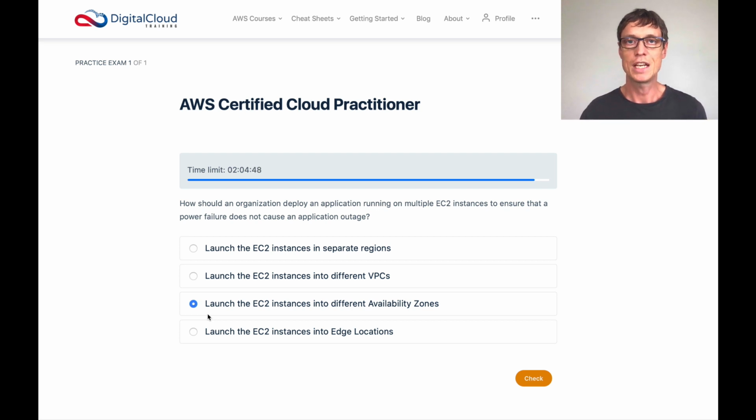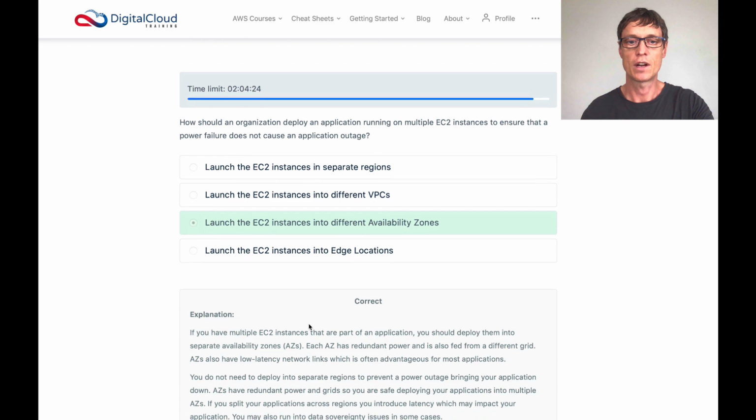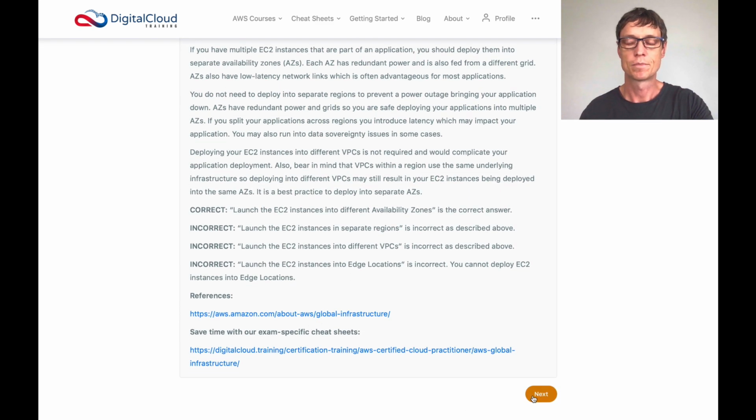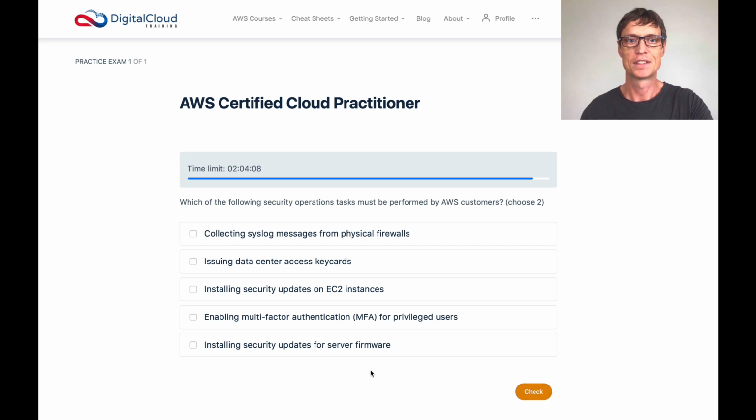Next, it mentions launching EC2 instances into edge locations. Well, an edge location is used primarily by CloudFront, which is a content delivery network. So it's where you actually cache content like images and videos. So that's not a place you actually run EC2 instances. So I'm pretty sure that one's wrong as well. So let's go and choose check. And sure enough, that's the correct answer. And we've got lots of information there to do a bit more reading. So let's move on to the next question.